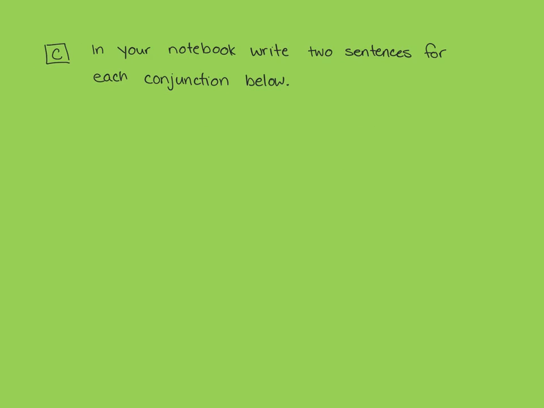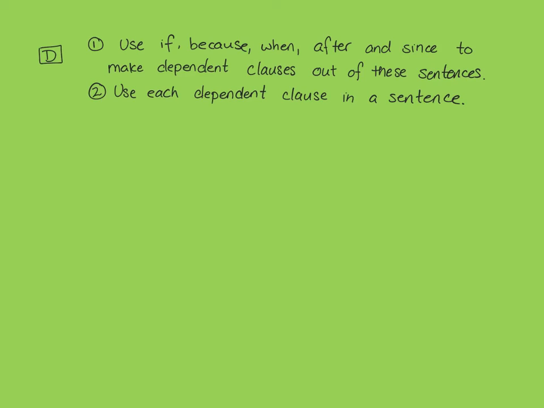Part C is going to give you a list of conjunctions, and your job is actually to write your own sentences using them. So you could circle the conjunctions that you use and underline the words that are being conjoined or connected by them. Part D has several components to it. The first part is that you use if, because, when, after, and since to turn the sentences into dependent clauses. Then you're going to use each of those dependent clauses in a sentence.